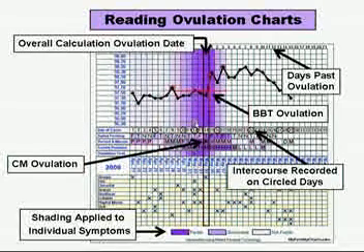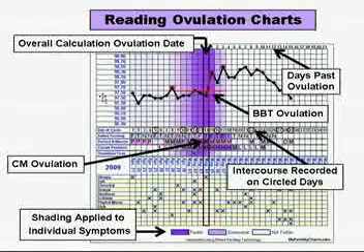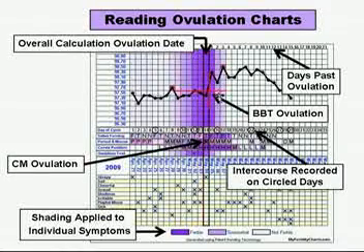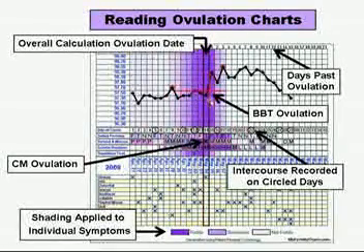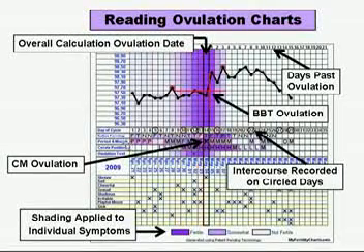By using the shading information shown on the charts, you can tell when you are most fertile based on the individual symptoms. This is extremely useful since you can understand which symptoms are leading to a specific ovulation date, and more importantly, when the fertility levels are highest based upon the different symptoms.